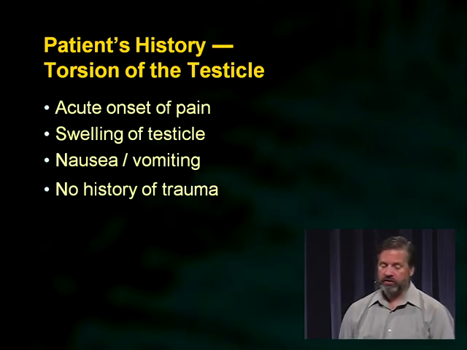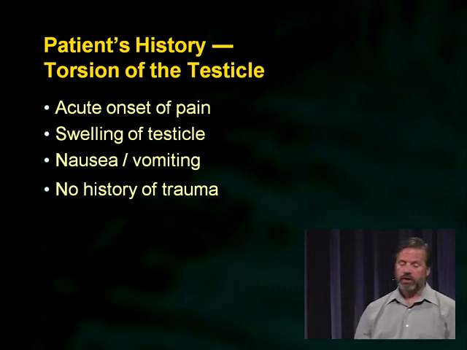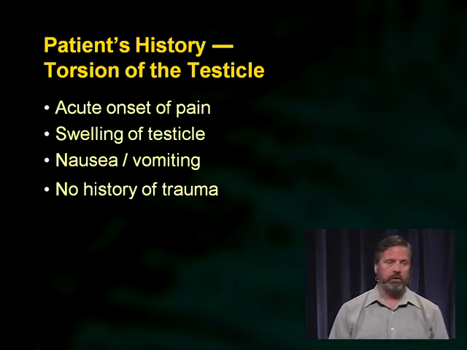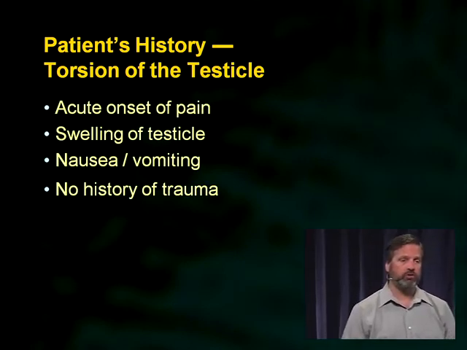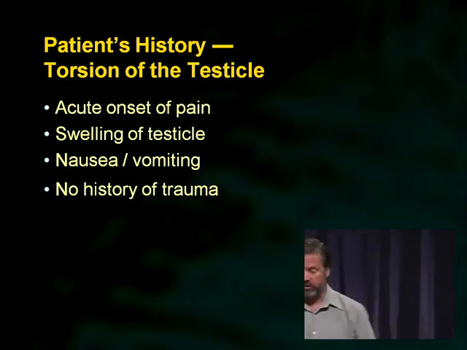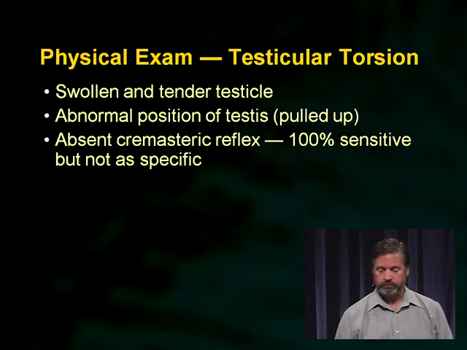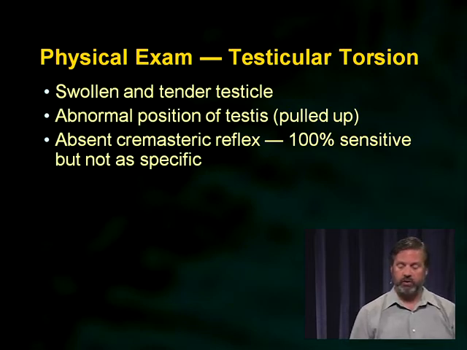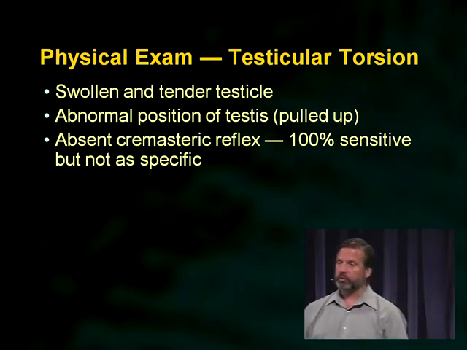So the patient's history that's typical in torsion of the testicle is severe pain that was very sudden. You may have some swelling of the testicle. The pain generally in the testicle is so severe that the patient complains of nausea and vomiting, and you can't or don't elicit any history of trauma. In the physical exam with torsion, you have a swollen, tender testicle. Sometimes the testicle is pulled up. It's not in the relaxed position down. And most importantly, and you should always check this, the cremasteric reflex. And so it's not specific, but it's 100% sensitive.